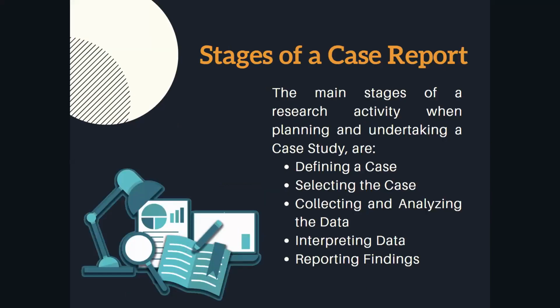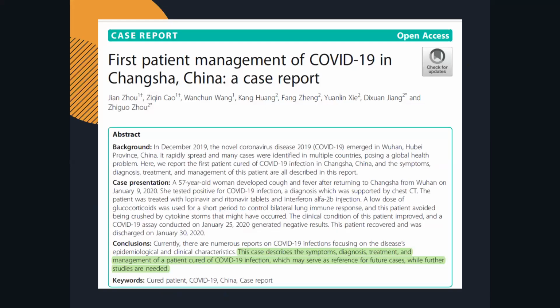Stages of a case report: the main stages of a research activity when planning and undertaking a case study are defining a case, selecting the case, collecting and analyzing the data, interpreting data, and reporting findings. This is the example of a case report of the first patient management of COVID-19 in Changsha, China. This case describes the symptoms, diagnosis, treatment, and management of a patient cured of COVID-19 infection, which may serve as reference for future cases while further studies are needed.